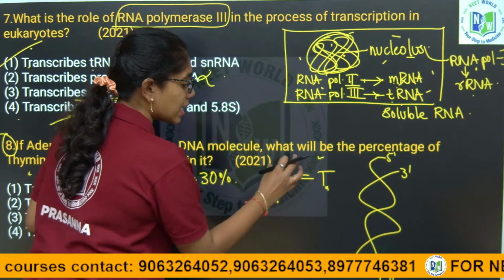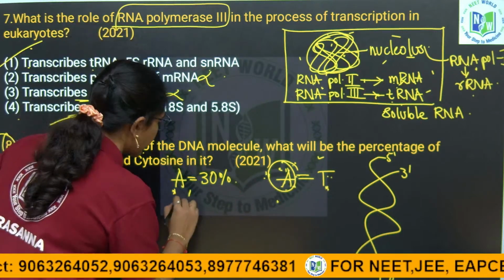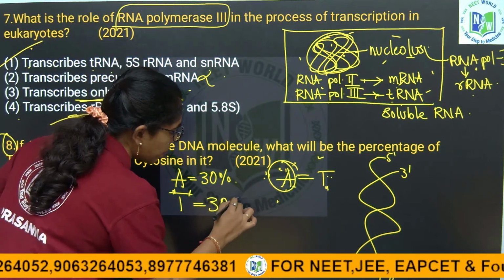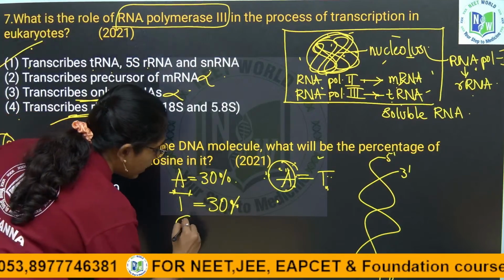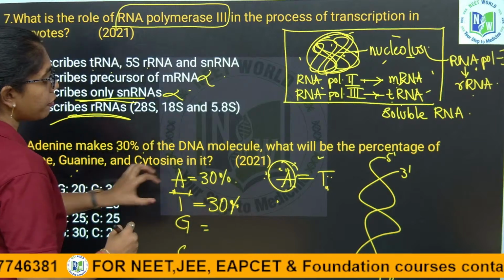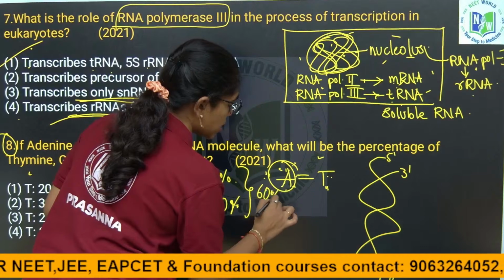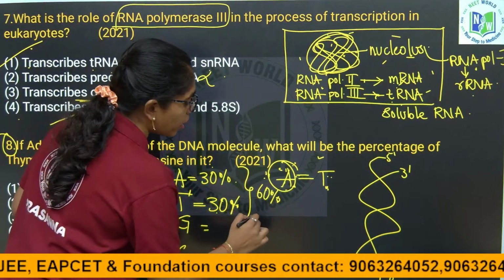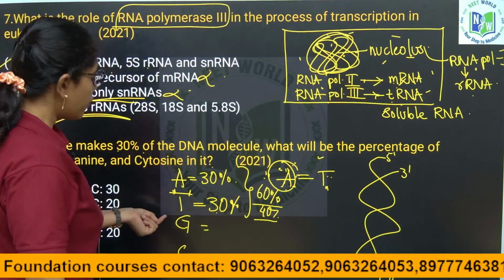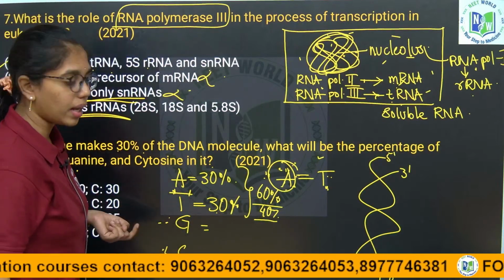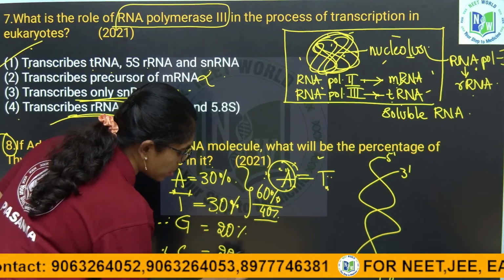How much percentage adenine is there? Thymine is also of equal amount. So, thymine is also 30%. Next, guanine and cytosine. If adenine and thymine occupy totally 60%, then the leftover percent is 40%, where both of them will be of equal amount. So, each will be 20% and 20%.